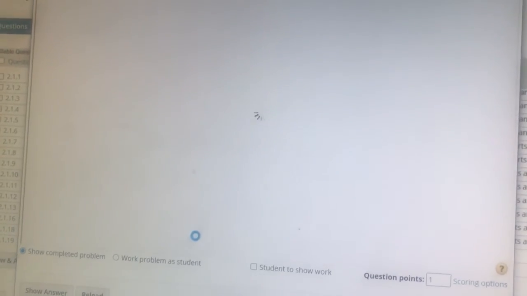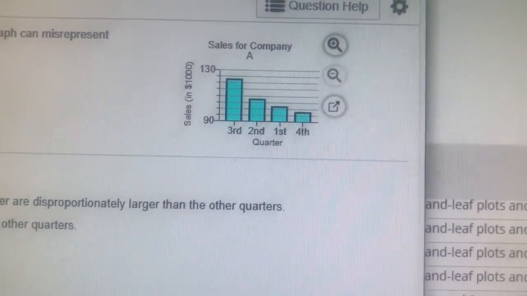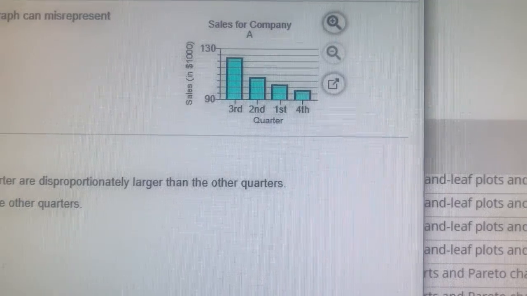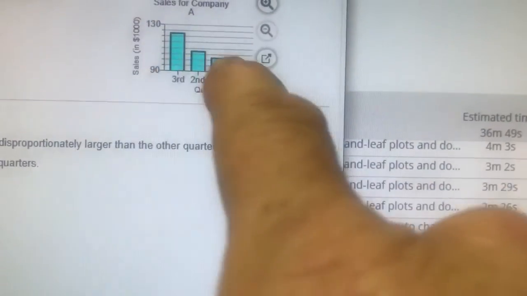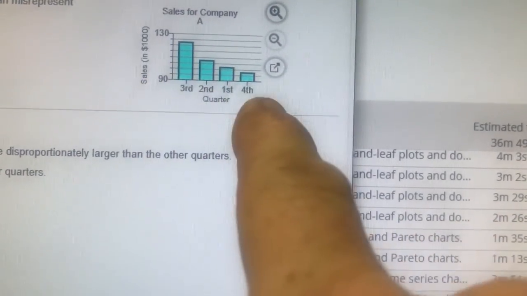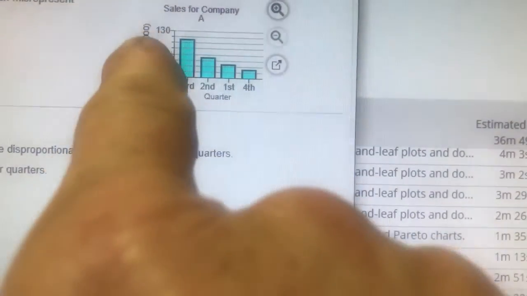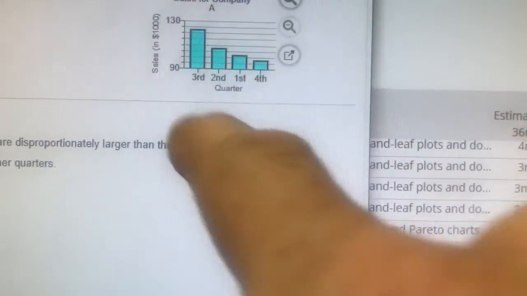All right. Let's go to these last two. This is what happens in graphs sometimes. They're a little misleading. See, if you look at this graph right here, this is misleading. The reason is, look at the third quarter versus the fourth quarter. The third quarter is like double or maybe even triple what the fourth quarter is. But if you look at the numbers on the side, it starts at 90, which makes this look like it's more than what it is.